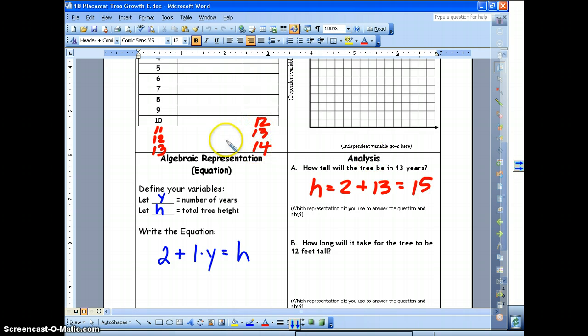What did I do wrong here? That's 12. Oh. 10 is 12. 11 is 13. 12 is 14, and 13 is 15. I kind of skipped a line in there, didn't I? Yeah, I kind of messed up there. Whoops! But I fixed it. I found my mistake. Okay, now answer this question. How long will it take for the tree to be 12 feet tall? All right, you answer that question.